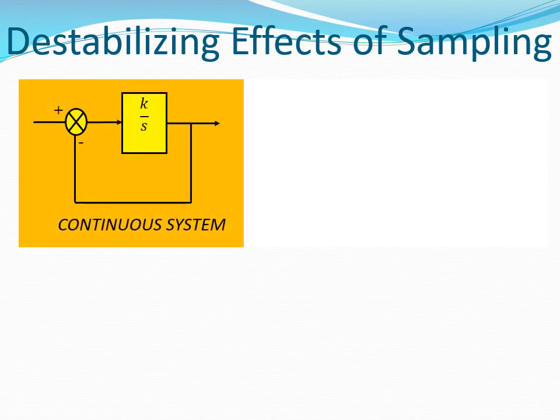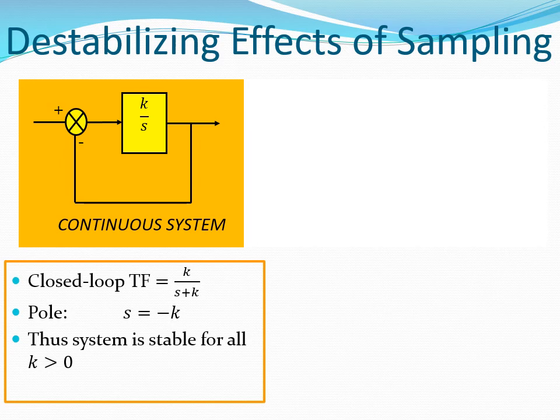Sampling may cause a stable continuous system to become unstable. Let's consider a system with forward TF K over S. If we close the loop, the closed loop TF becomes K over S plus K. The pole is at minus K. For the system to be stable, the pole must be in the left-hand plane. Therefore, K must be more than 0.